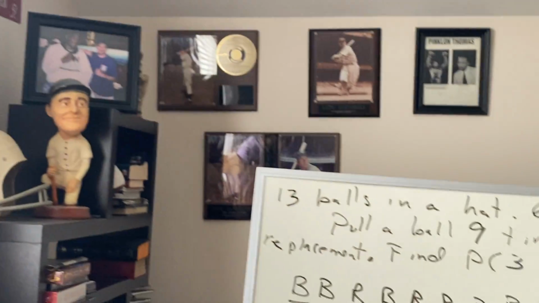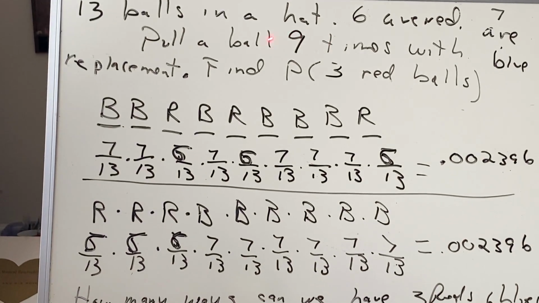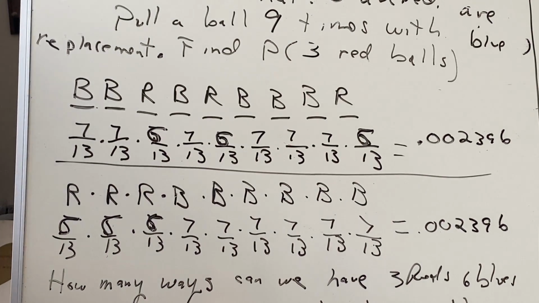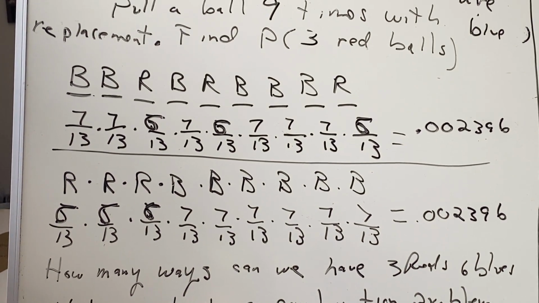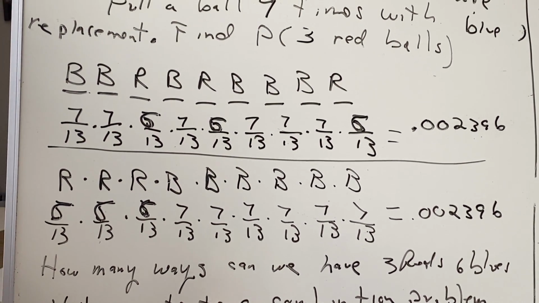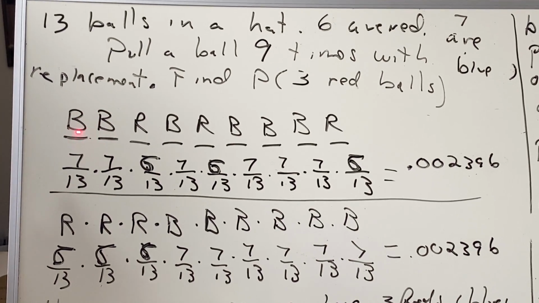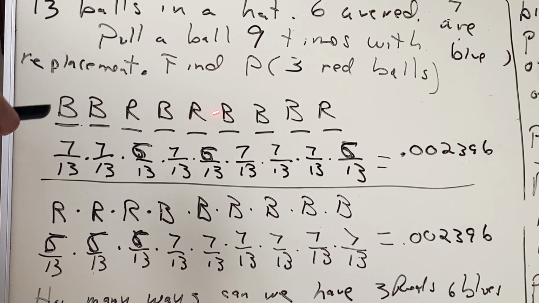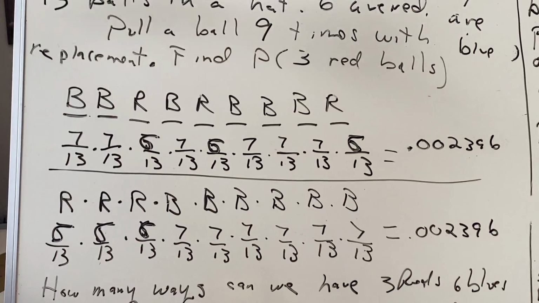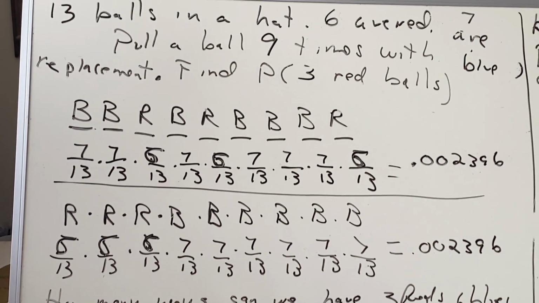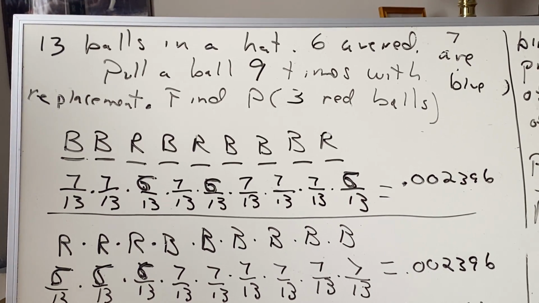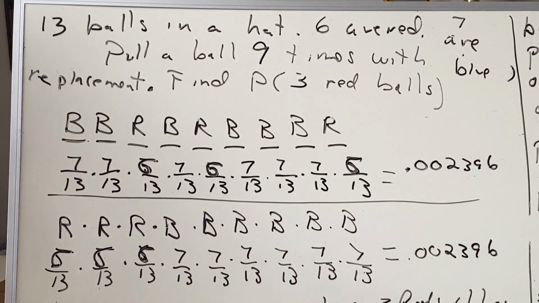So we're going to pull a ball 9 times, and we want to find the probability of 3 red balls. I'm just going to make up any example where we might have 3 reds and 6 blues. We'd have to have 6 blues if we had 3 reds. So one such scenario would be we pull a blue, then a blue, then a red, then a blue, then a red, then a blue, blue, blue, red. I just made that up, but we have 3 R's and 6 blues. That would be one way in which we could pull a ball 9 times and get 3 red balls.